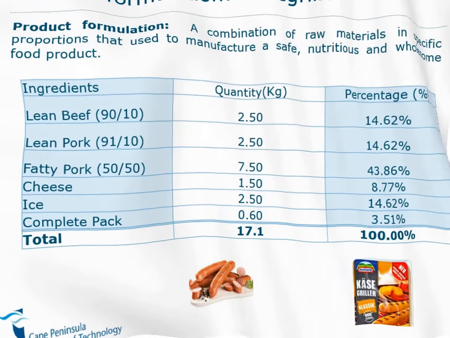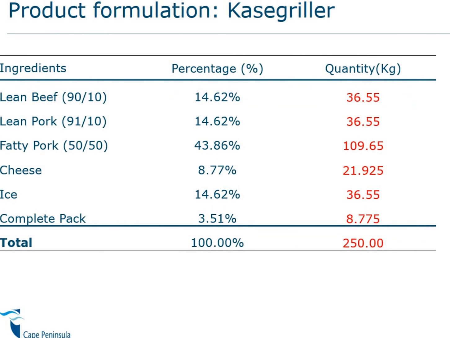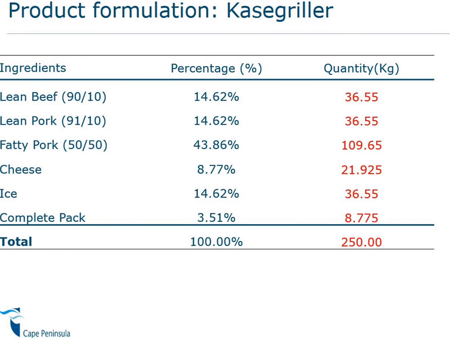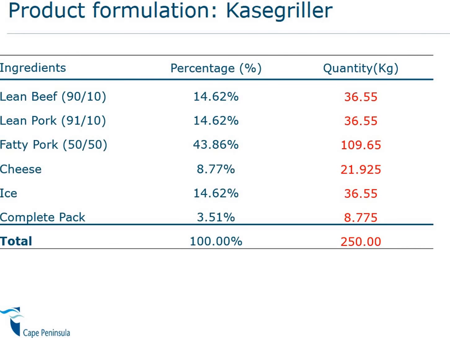Well, let us say you are given a percentage. Now that you know the percentage of each ingredient that goes into your process, you can then use any batch size. You can be able to manufacture any batch size. How do you do that? You simply say 14.62 divided by the total, which is 100. And let's say in this case, we want to manufacture 250 kilograms, multiplied by 250.